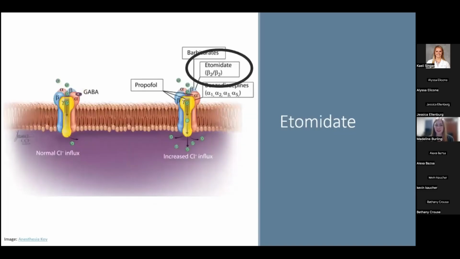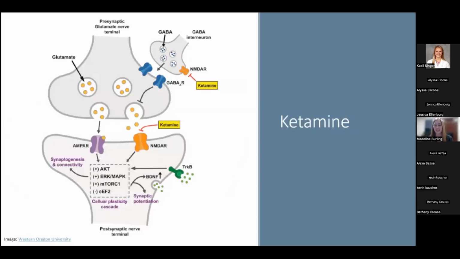Next, we'll talk about ketamine, and this is also a fast onset anesthetic. It can happen within 30 seconds and it lasts around 10 minutes.